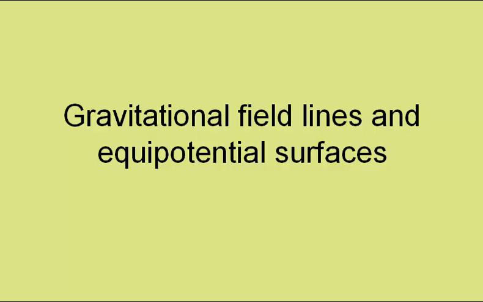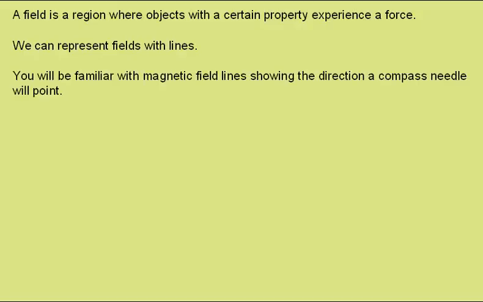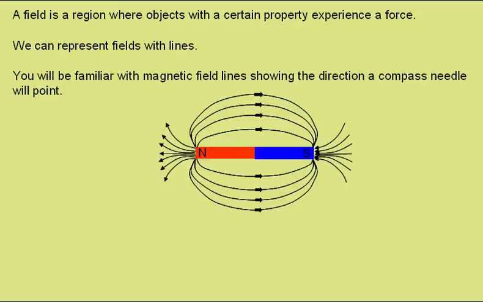Gravitational field lines and equipotential surfaces. A field is a region where objects with a certain property experience a force. We can represent fields with lines. You'll be familiar with magnetic field lines, showing the direction a compass needle will point, something like this.